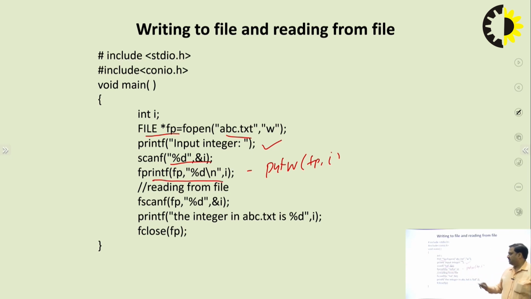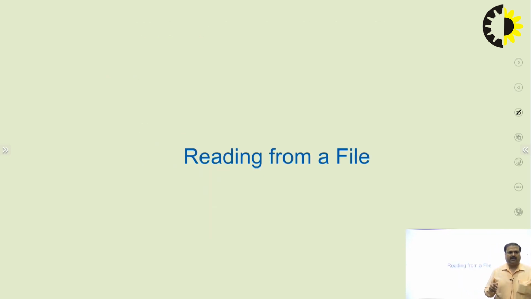Here we can also write using fprintf. We have passed fp, and the formatted data is %d, that represents an integer, followed by a newline character, and we have passed i. So this i will be written to the file along with the newline character. Now if we want to read from the same file, we can use the fscanf function, and it will be available in i. So we are reading from abc.txt represented with the help of fp. So this is how we can read and write to the file.